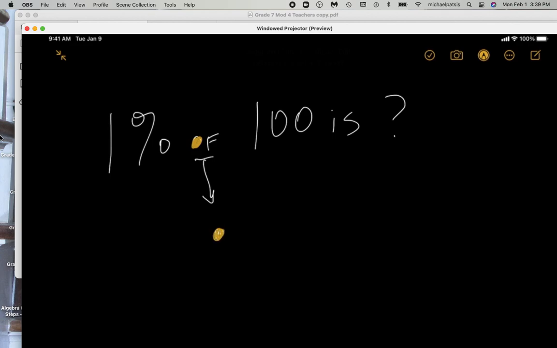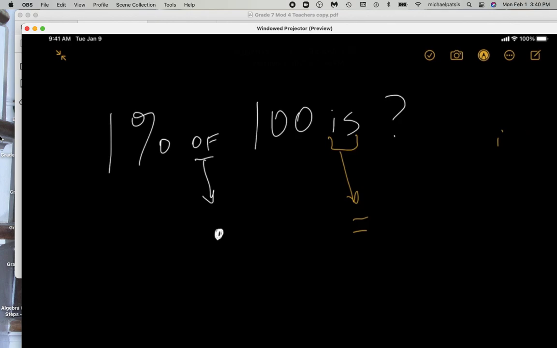The second important word is right here, is. And is in math means equals. So for example, if you say 4 times 2 is 8, then you know that's the same thing as saying 4 times 2 equals 8. So is means equals and of means times. Once we establish that, this problem gets a little simpler. So here's what we do.